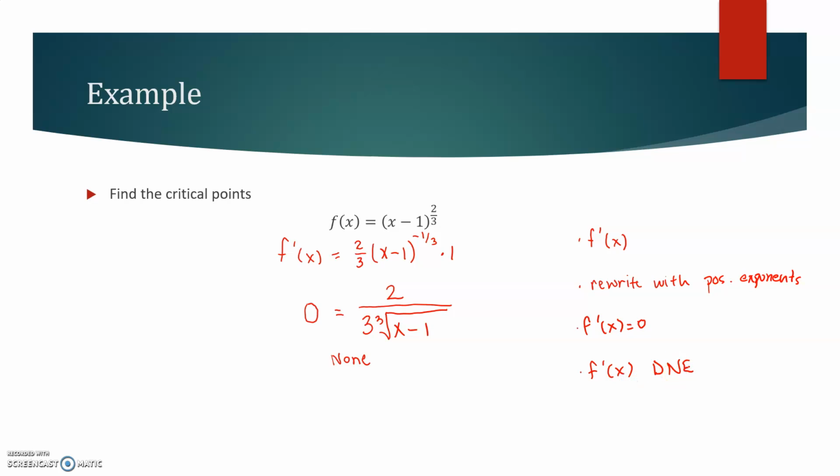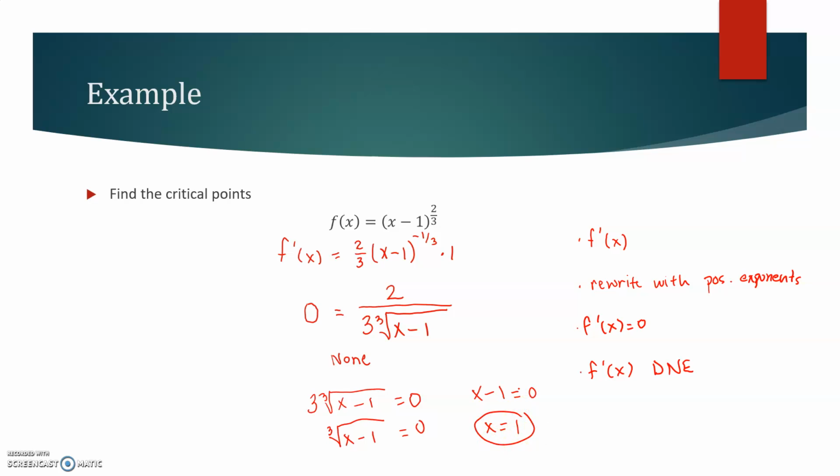So where do we have a discontinuity on our derivative? And that would be when we have the denominator equal to 0. So 3 times cube root of x minus 1 equals 0. And that's when f prime does not exist. I can divide both sides by 3. And so I have the cube root of x minus 1 equals 0. I can cube both sides. So I have x minus 1 is equal to 0. So I have x equals 1 as a critical point.